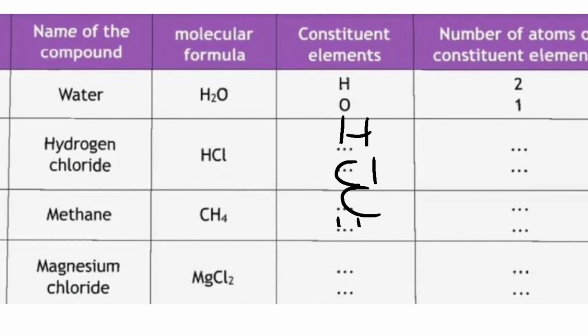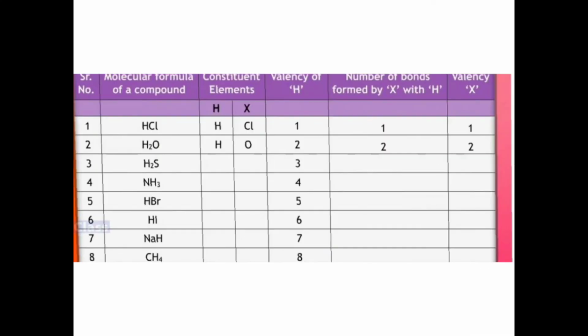So I hope now you are able to understand. If the molecular formula is given, then you can find out how many number of constituent elements are there and what is their ratio in which they are combining, isn't it? So this is the ability of joining with another atom, and it makes a chemical bond. It's a chemical property of any of the atom.